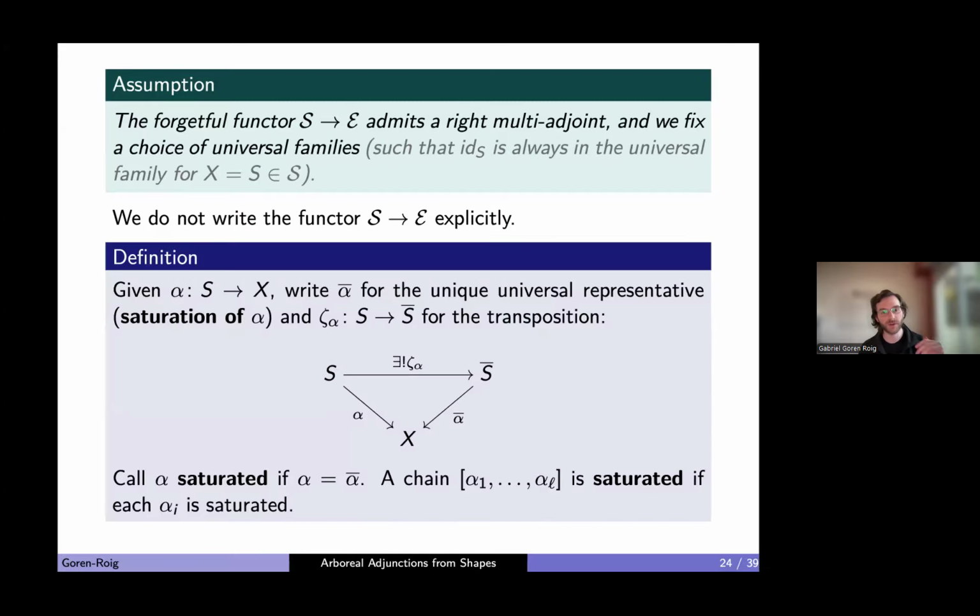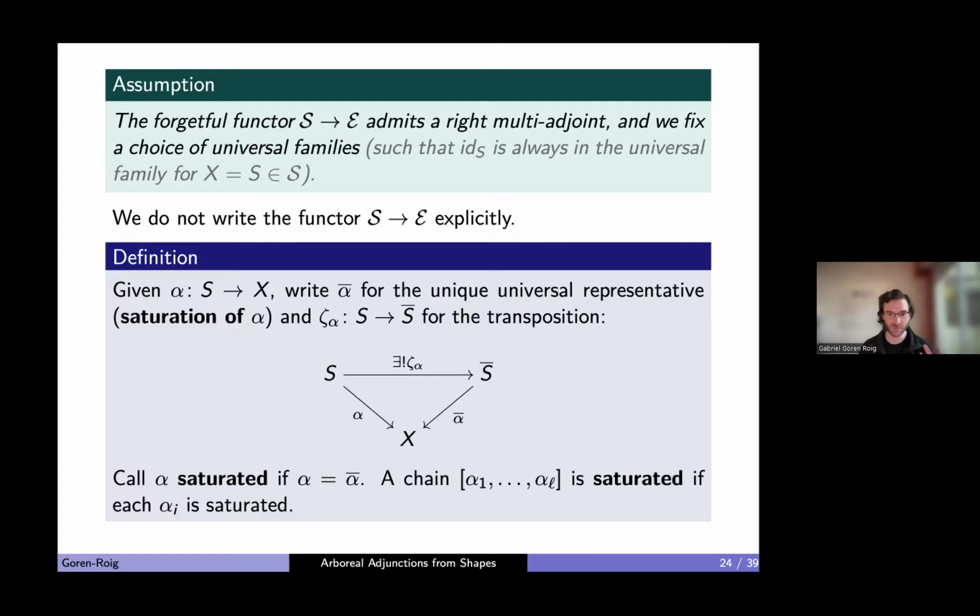So because we're not writing this forgetful functor explicitly, I just want to show you how the triangle looks in this case. So we have some morphism alpha from a shape to our object X. We're going to write alpha bar for the unique universal representative that it factors through. And then we also get a zeta sub alpha like this, that is the factoring map between alpha and this alpha bar. Alpha bar will be called the saturation of alpha. And we say that a morphism is saturated if it's equal to its own saturation.